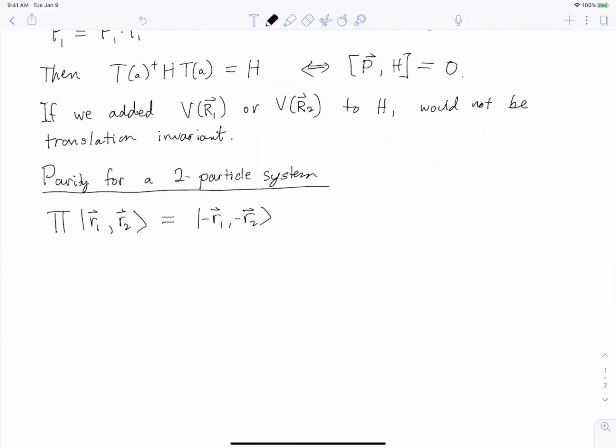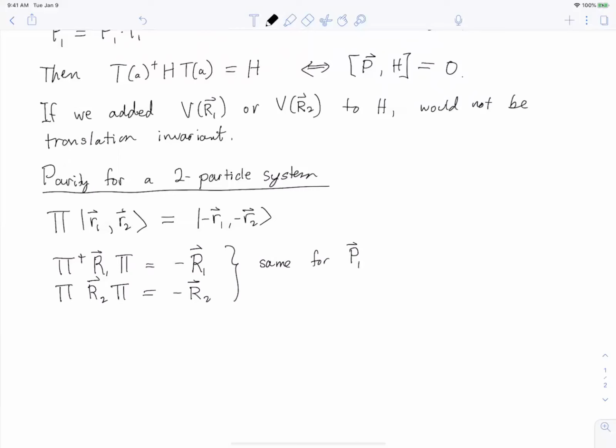And then from that, it follows that if I do pi dagger R1 pi, that's equal to minus R1. And pi, I won't even write the dagger this time because pi equals pi dagger, R2 pi is minus R2. There's no infinitesimal version of these because you can't do an infinitesimal part of a parity thing. But you can do the same thing for the momentum operators, P1 and P2.